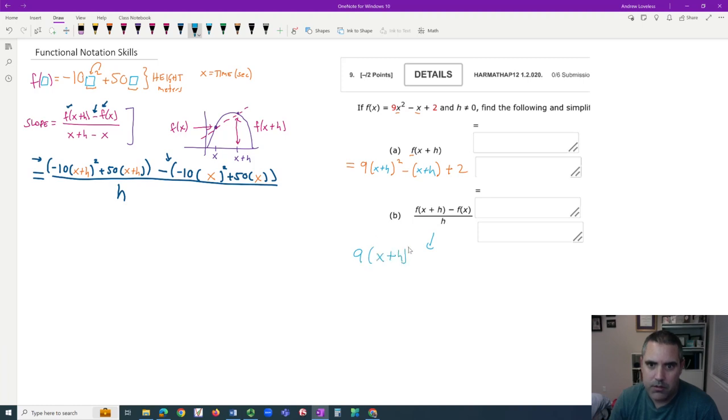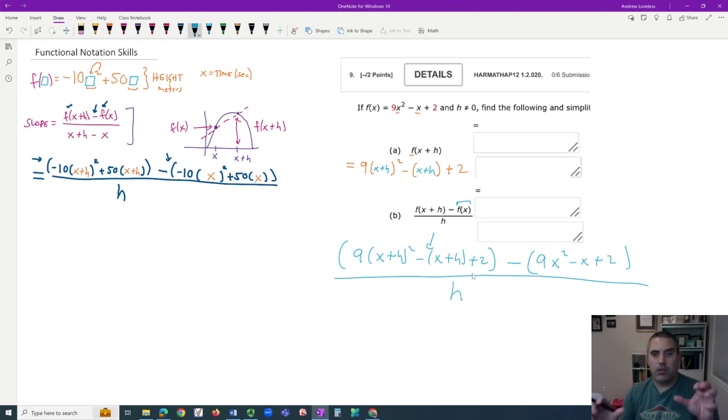And then this expression would have that exact same thing: x plus h squared minus x plus h plus 2. And then I should see the function again right here. It's going to be 9x squared minus x plus 2. I know it's a lot of stuff, but you should be able to look at it and see the entire function is appearing twice, once with an x, once with an x plus h. The simplifying is a separate challenge, but the first step is not really a mathematical skill. It's just a following direction skill, which I guess is a math skill.